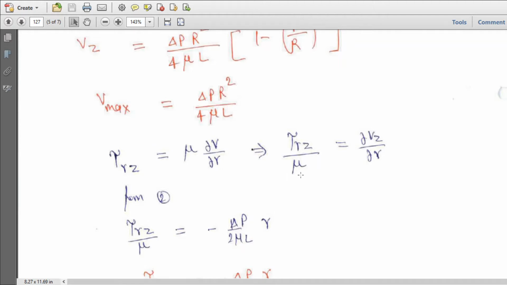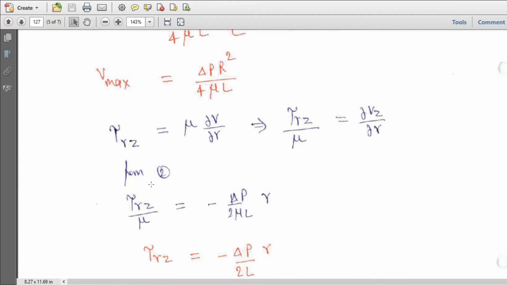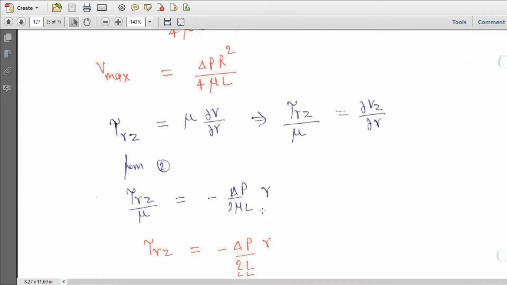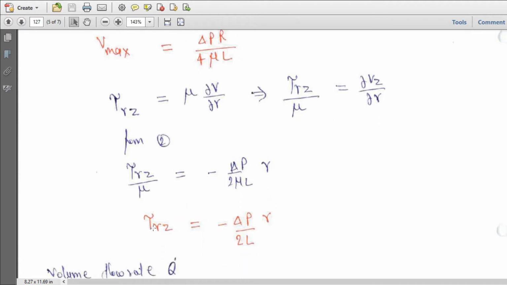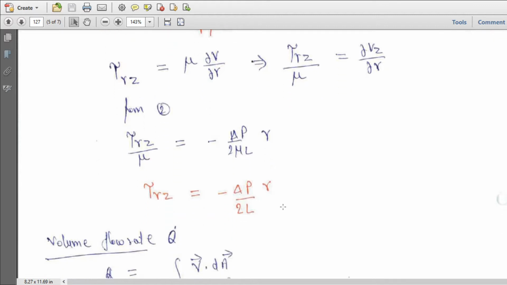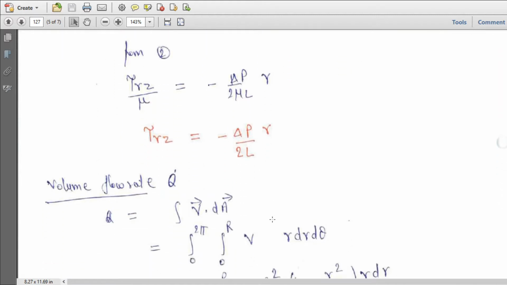Now shear stress tau rz equal to mu del Vz upon del r. So tau rz upon mu is del Vz upon del r. So we can calculate from equation number 2, which is minus delta P upon 2 mu L r. So we can get tau rz equal to minus delta P upon 2 L into r. So this is the linear profile.